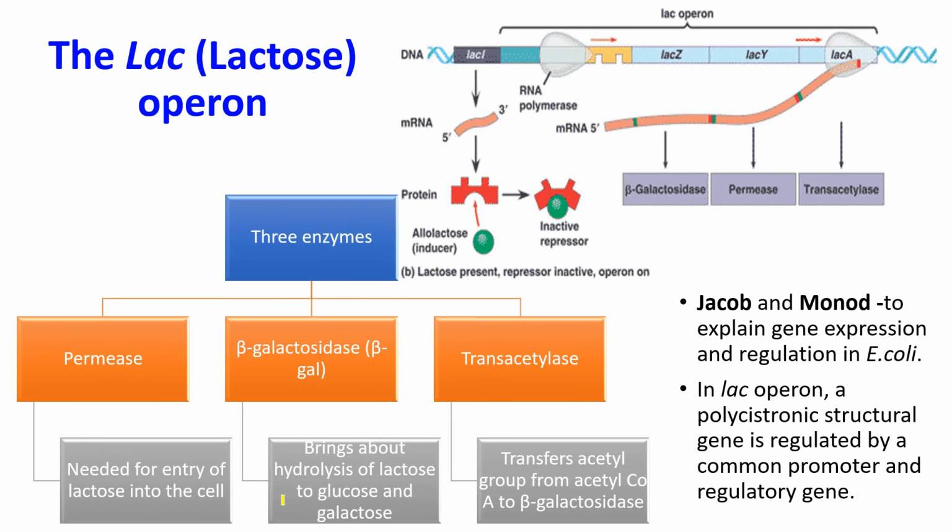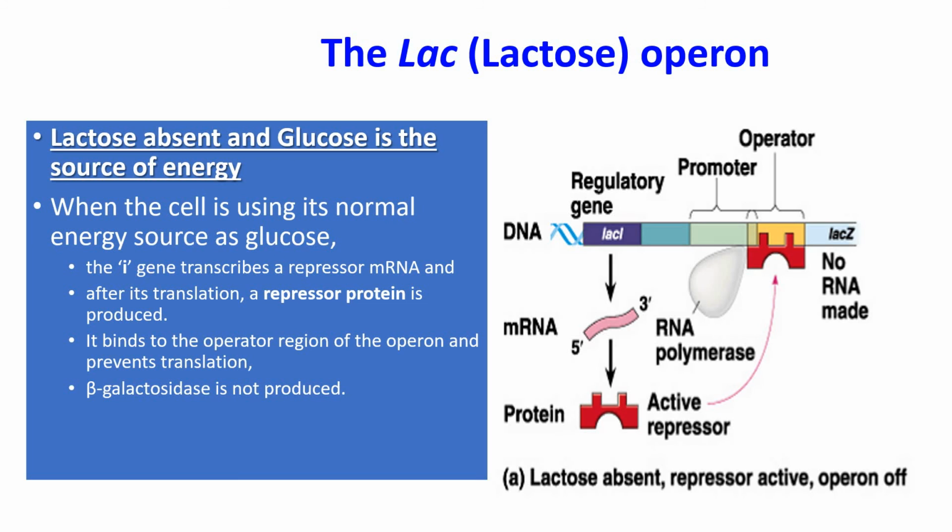Now we see how they are produced. Two situations are given. One is when lactose is absent, and another is when lactose is present. That's why in the previous slide we studied that gene expression is in on or off mode. Now, lactose is absent and glucose is the source of energy. In this situation, what is happening in the lac operon? When the cell is using its normal energy source from glucose, what is happening?